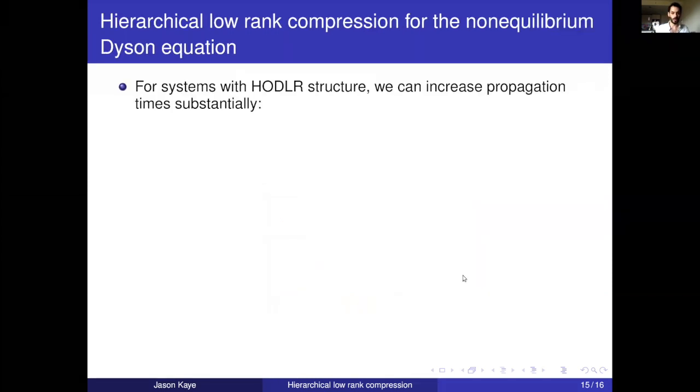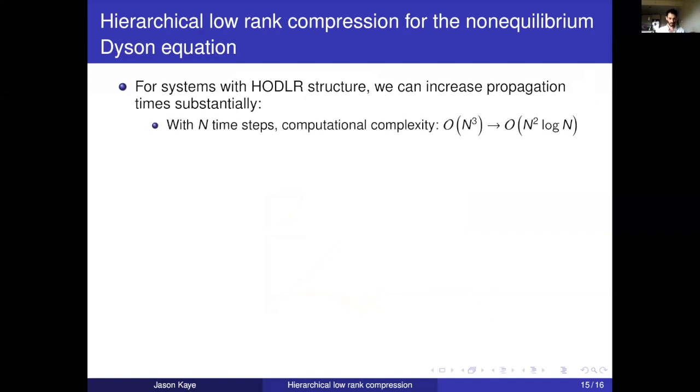So what did this get us in our application? For systems that have this structure, which as far as we can tell are very common, we were able to reduce the overall computational complexity from n cubed to n squared log n, and the memory complexity from n squared to n log n.